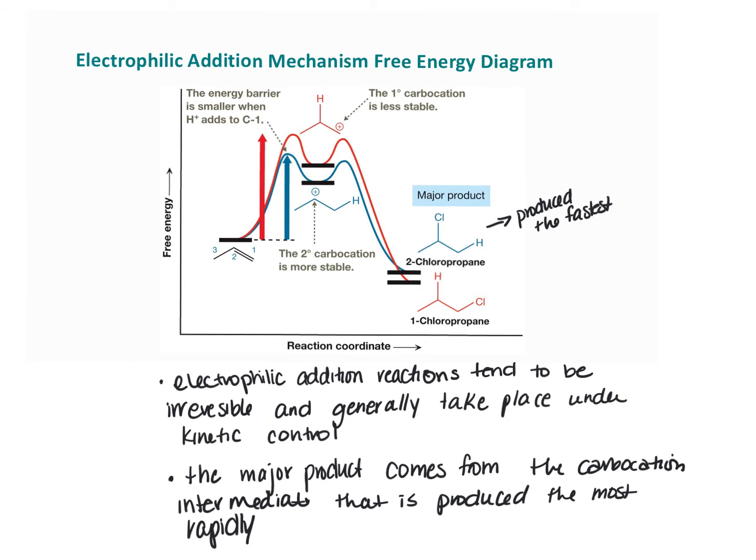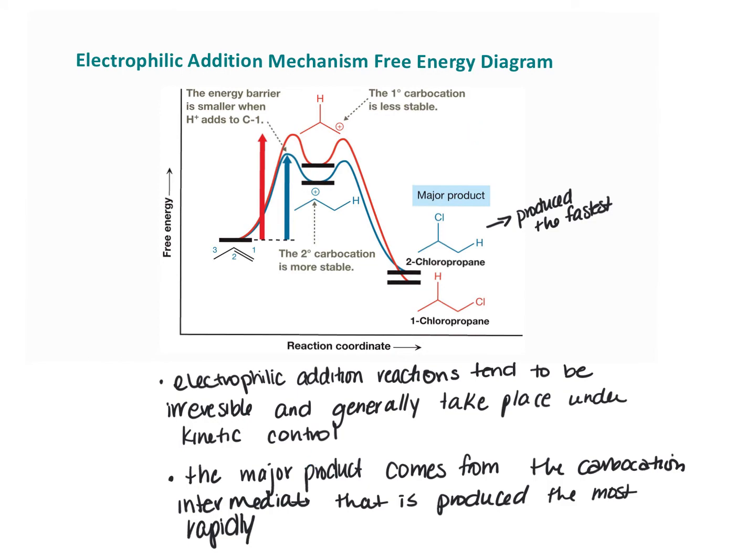Because the two carbocations are produced from the same type of elementary step, production of this second carbocation involves a smaller energy barrier and is faster. And so the second carbocation leads to the major product, which is consistent with what we observe in the laboratory and what we talked about in equation 12.6 on the previous slide.